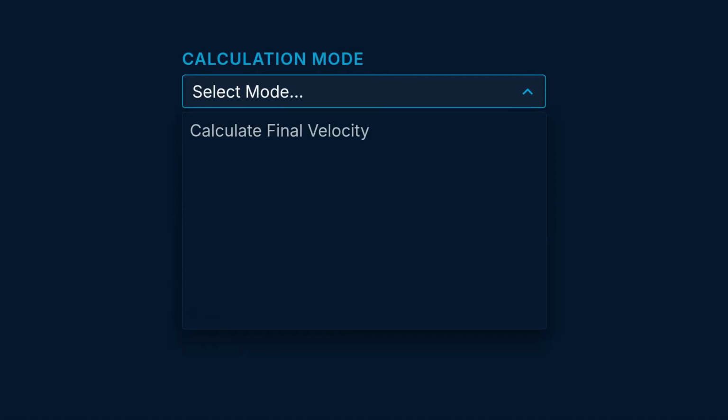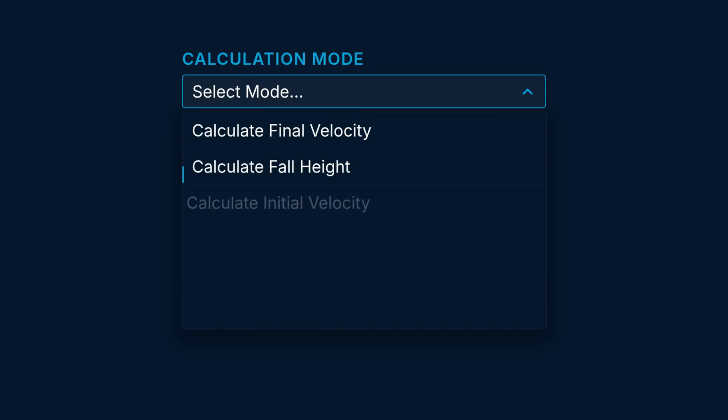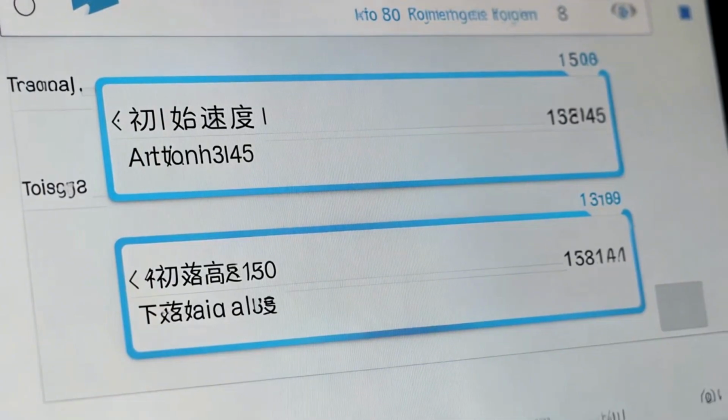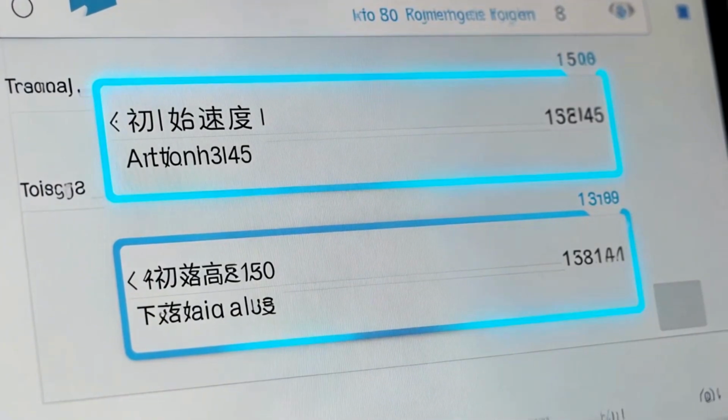First, you'll see a calculation mode drop-down menu with 6 options: calculate final velocity, calculate fall height, calculate initial velocity, calculate fall time, calculate gravitational acceleration, and calculate velocity from time. For this demonstration, I'm selecting calculate final velocity.